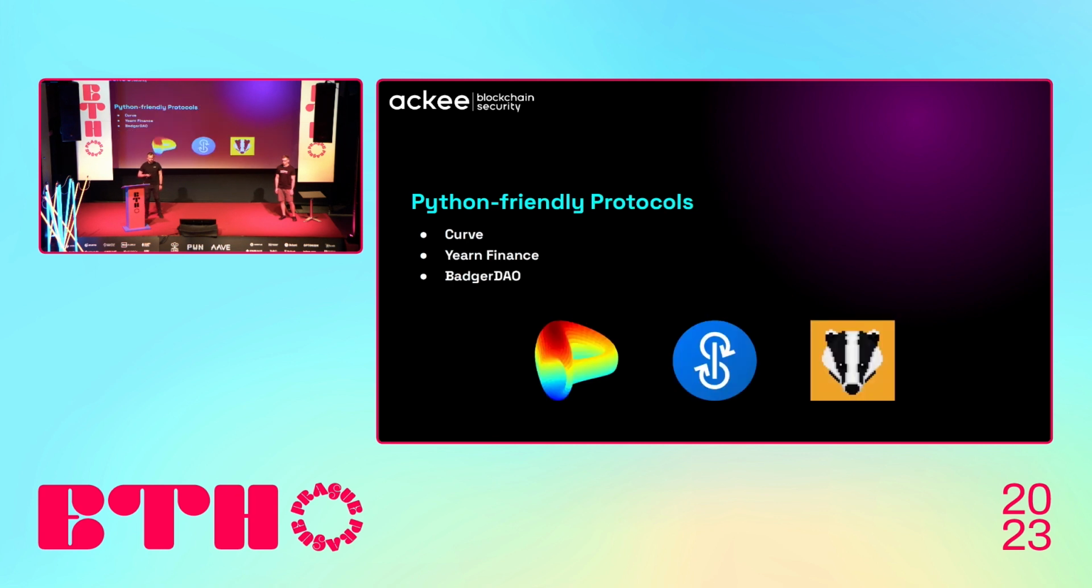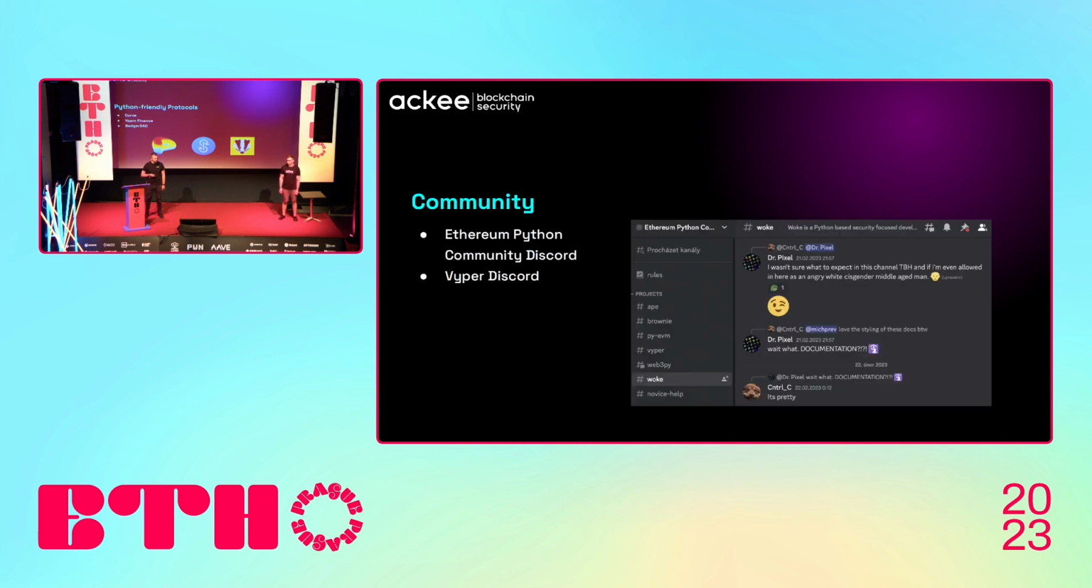There are some protocols you maybe know: Curve, Yearn Finance, BadgerDAO. They started developing in the Brownie framework, and some of them moved to the Ape framework, but most of them are still using Python and Vyper. There is also a big community around Python and Ethereum on Discord, and Vyper also has its own Discord.